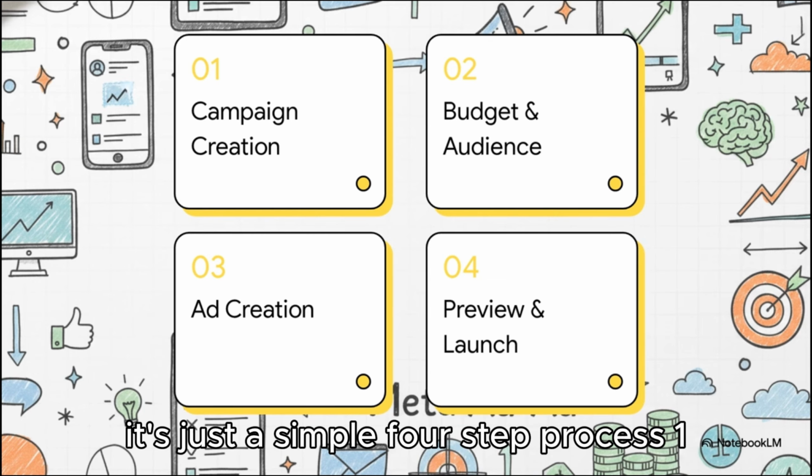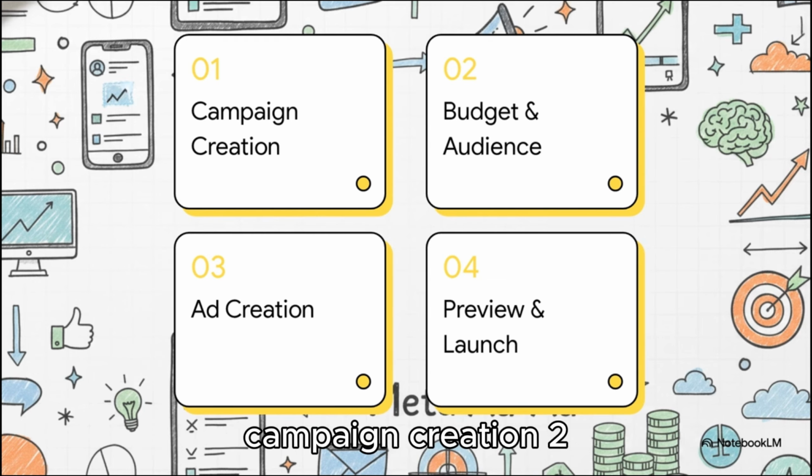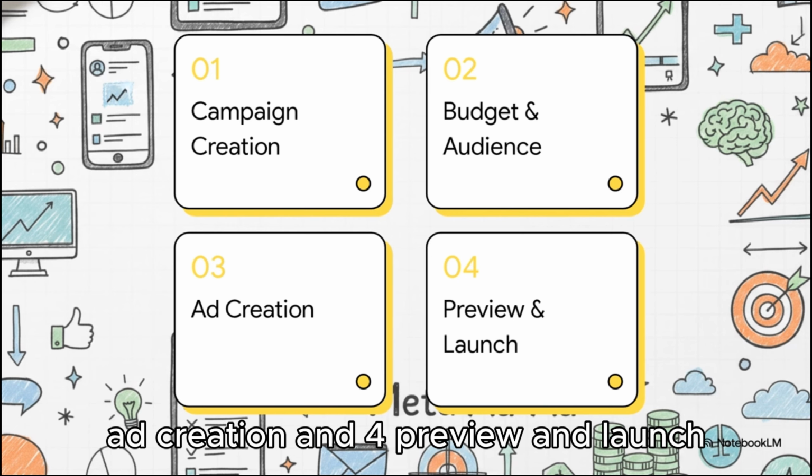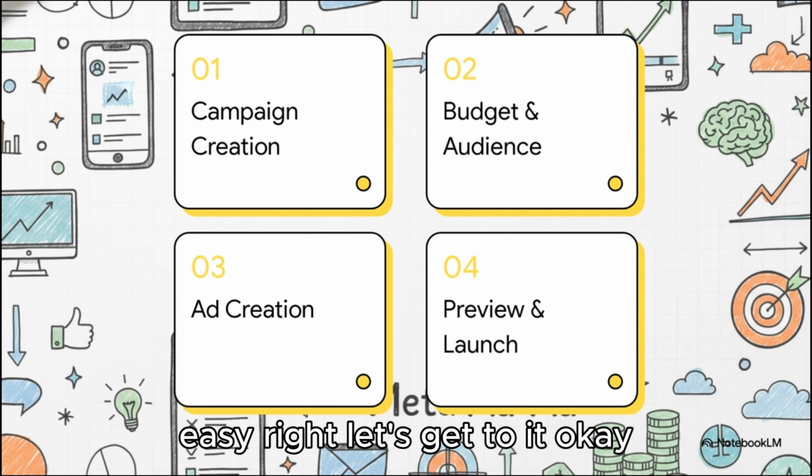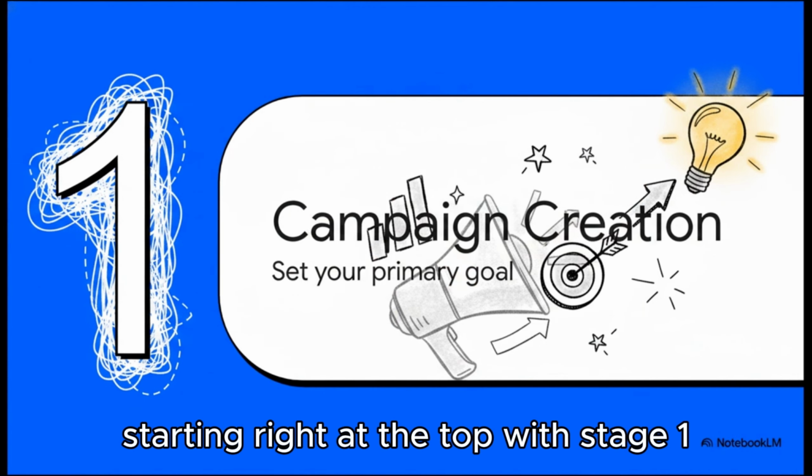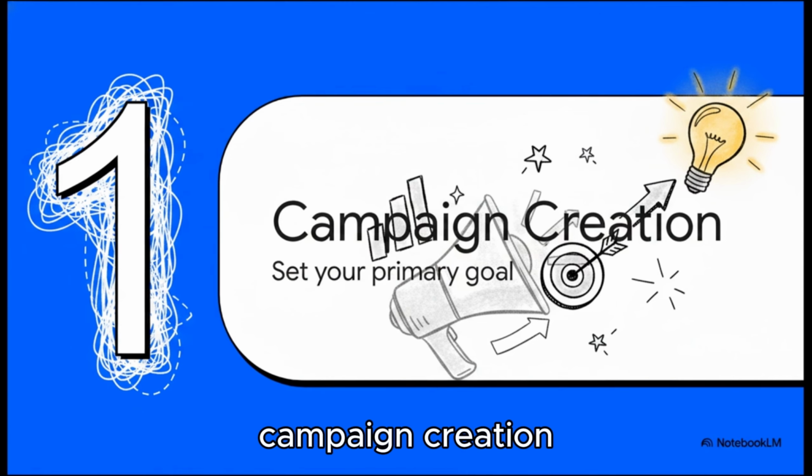So here's our roadmap for this explainer. It's just a simple 4-step process. 1. Campaign creation. 2. Budget and audience. 3. Ad creation. And 4. Preview and launch. Easy, right? Let's get to it. Okay, starting right at the top with Stage 1, campaign creation. This is simply where we set our primary goal.